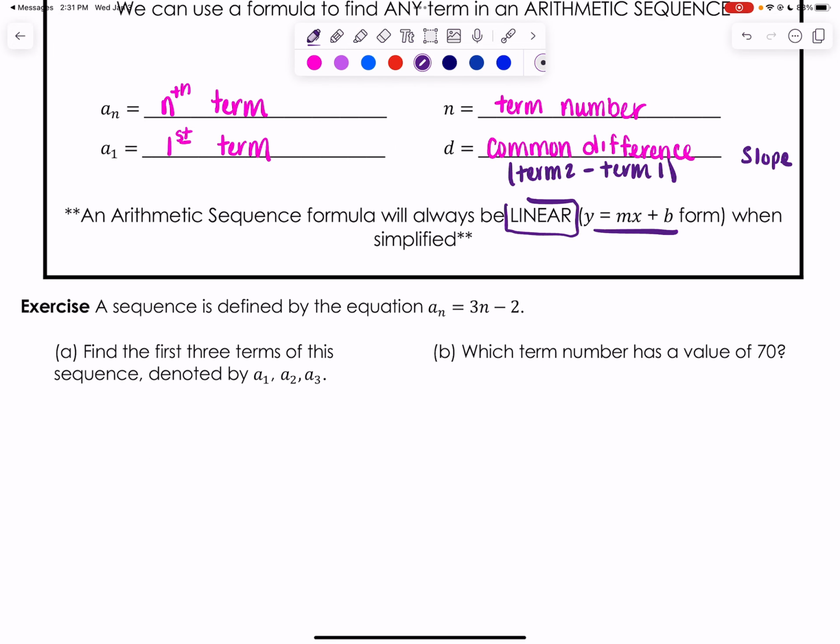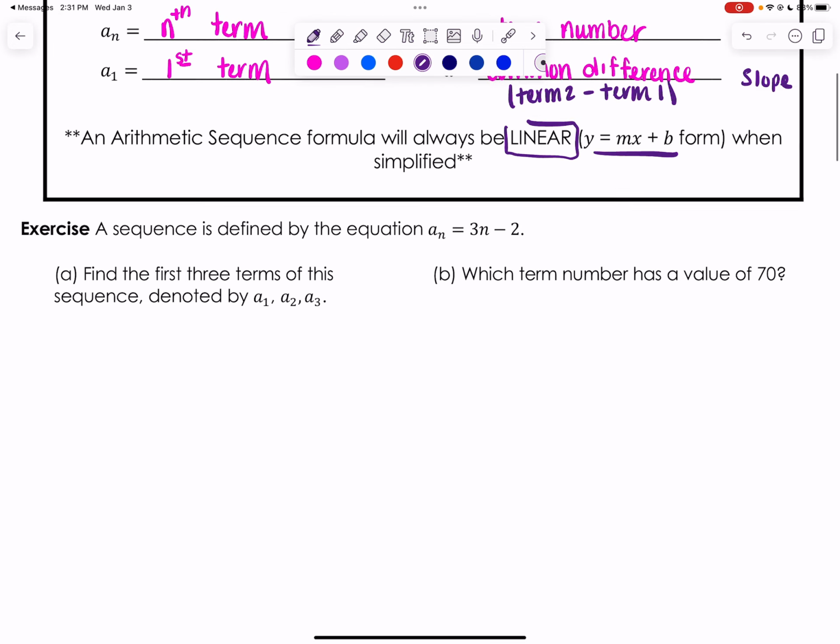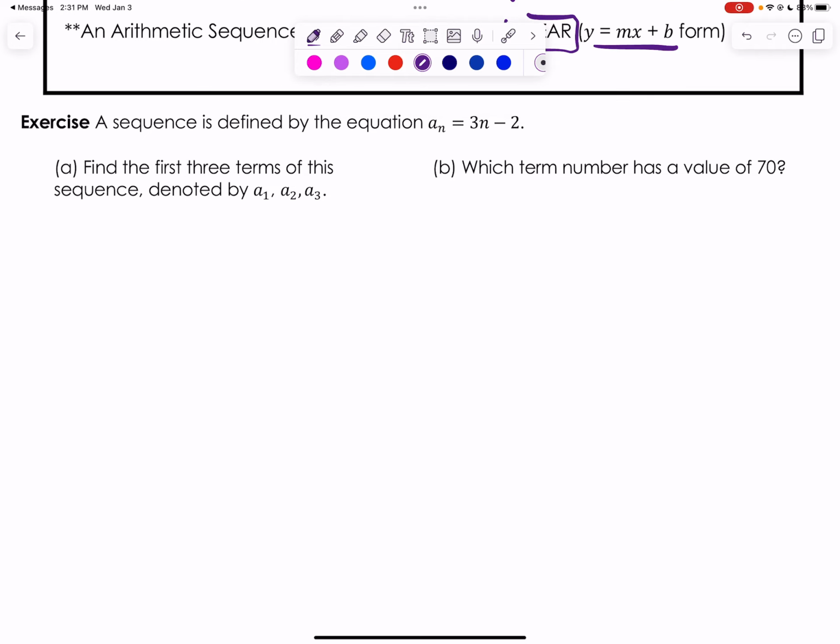Now, before we get into arithmetic sequences and how to use them, let's just go over some quick sequence problems first. So, exercise. A sequence is defined by the equation a sub n equals 3n minus 2. For part A, what we would like to do is find the first three terms of the sequence denoted by a1, a2, a3. Do not say a little 1, a little 2, a little 3.